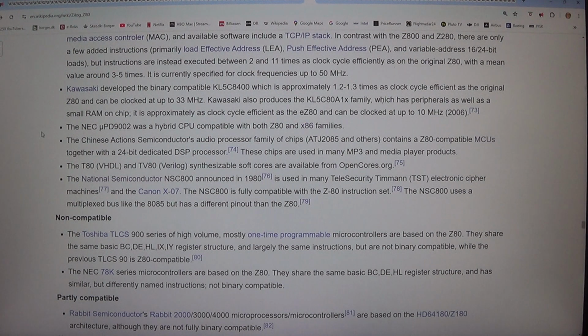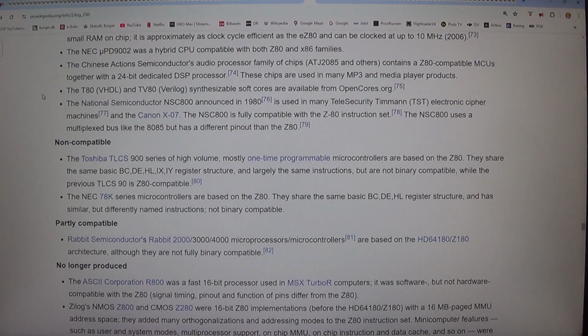6. The NEC PD9002 was a hybrid CPU compatible with both Z80 and x86 families. 7. The Chinese Actions Semiconductor audio processor family of chips, ATJ2085 and others, contains a Z80 compatible MCU together with a 24-bit dedicated DSP processor. These chips are used in many MP3 and media player products.